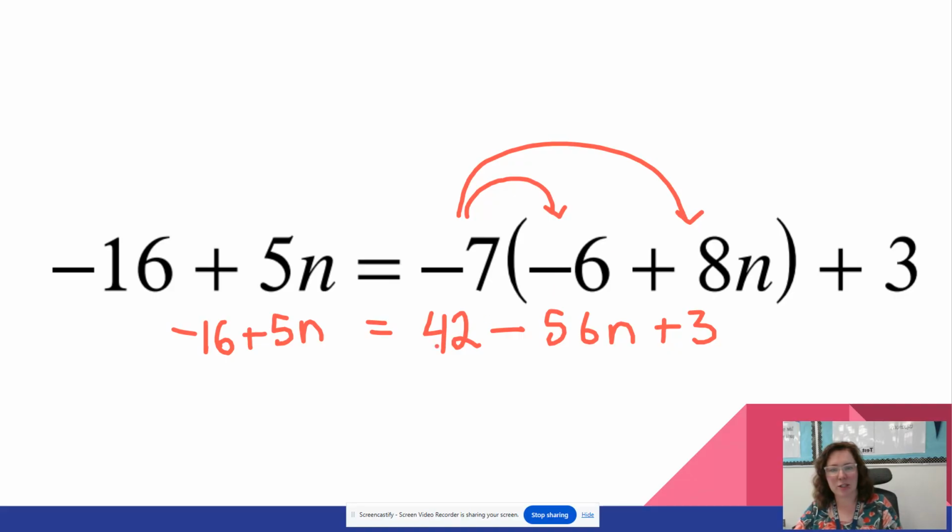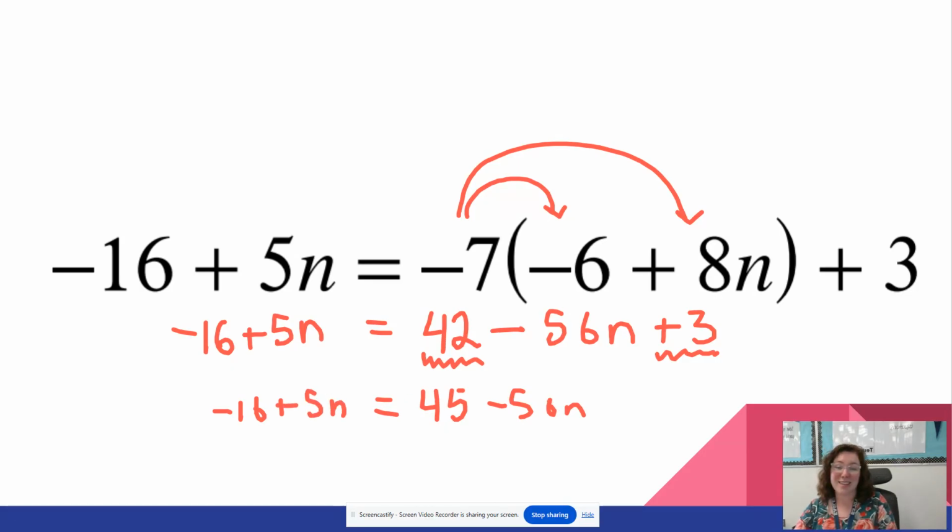We can combine some like terms. That's a positive 42 and a positive 3. So we can make that a positive 45 minus 56n. And we've got negative 16 plus 5n. Now this one, minus 56, is smaller than positive 5. So I'm going to choose to get rid of the minus 56. The opposite of a minus 56n is plus 56n on both sides of the equal sign.